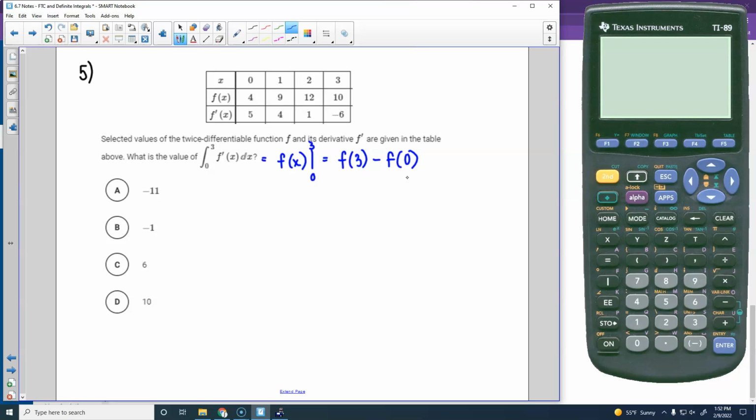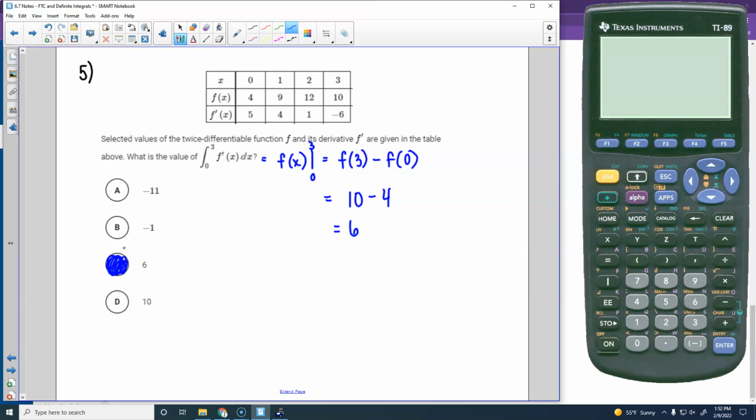Those values can be found on your table. F of 3 would be 10. F of 0 is 4. So we should get 6. That was too simple. You knew that because the integral and the derivative cancel out.